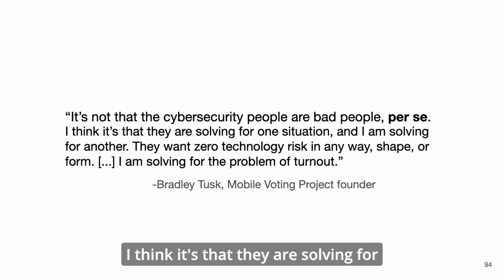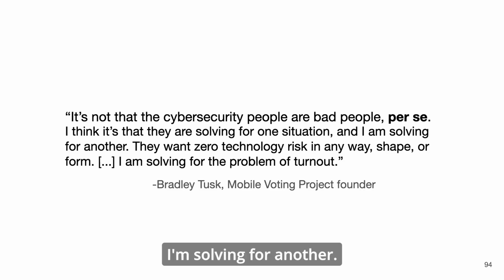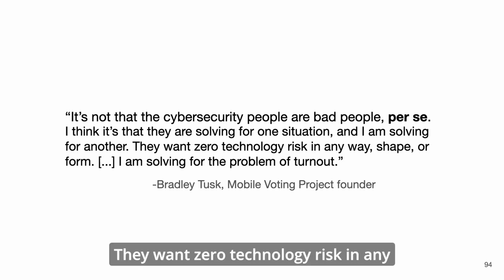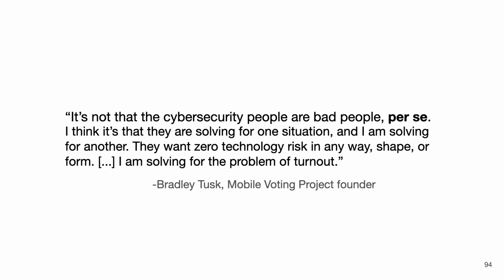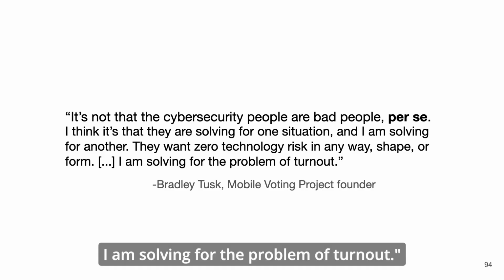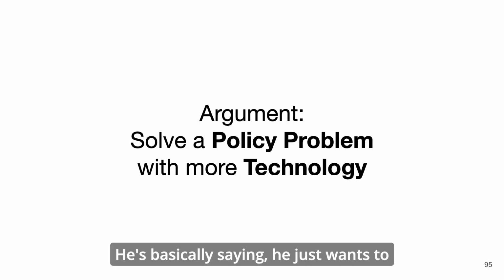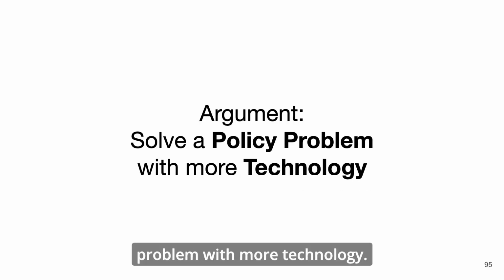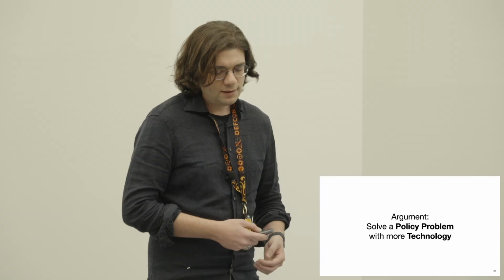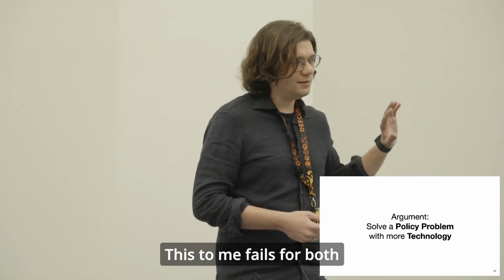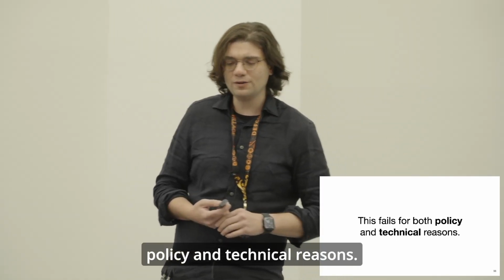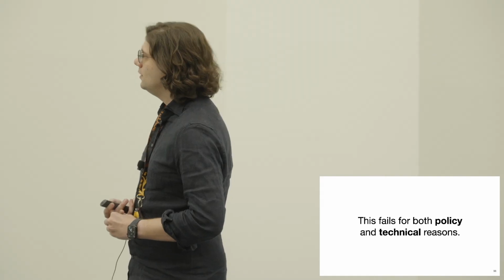I think it's that they are solving for one situation and I'm solving for another. They want zero technology risk in any way, shape, or form. And I am solving for the problem of turnout. And I get this, right? He's basically saying he just wants to solve this policy problem with more technology. And this to me fails for both policy and technical reasons.